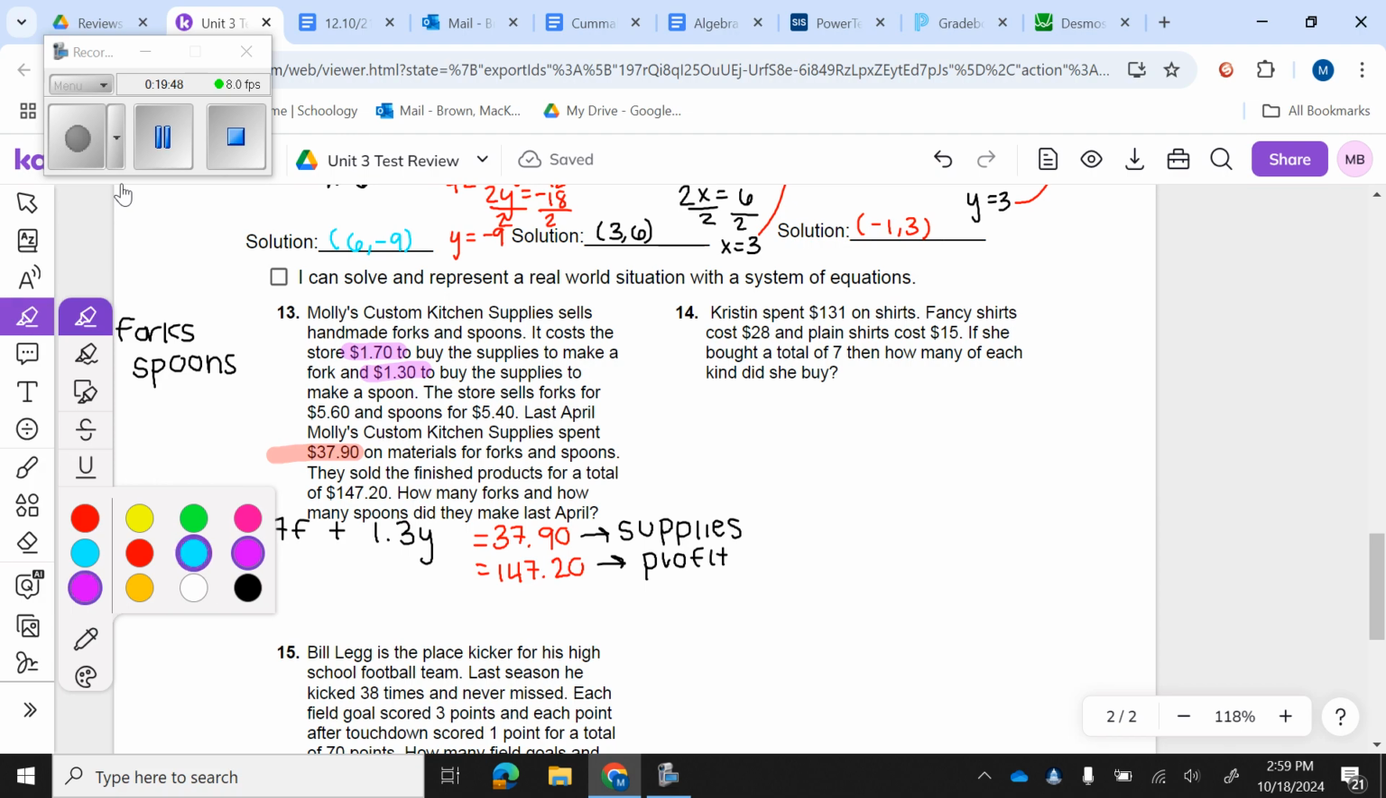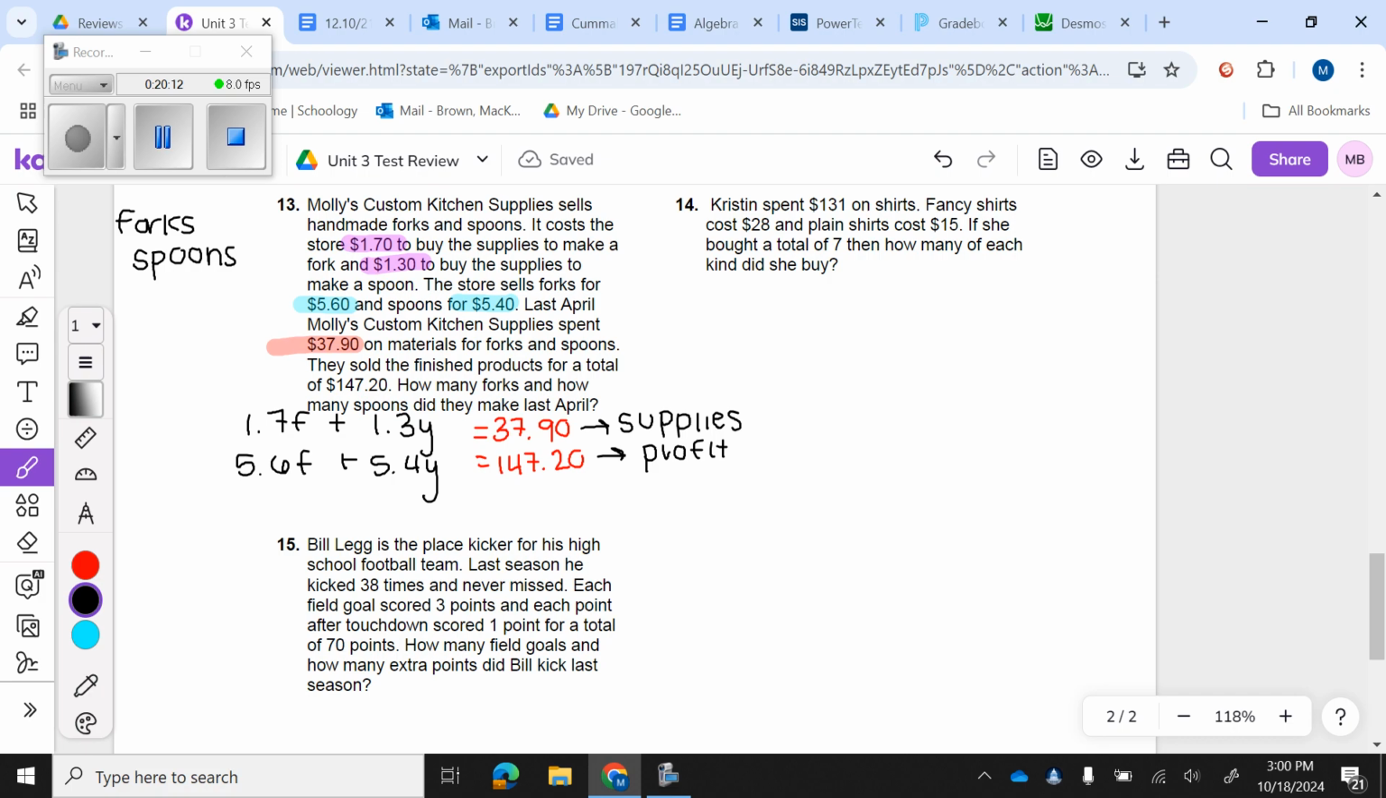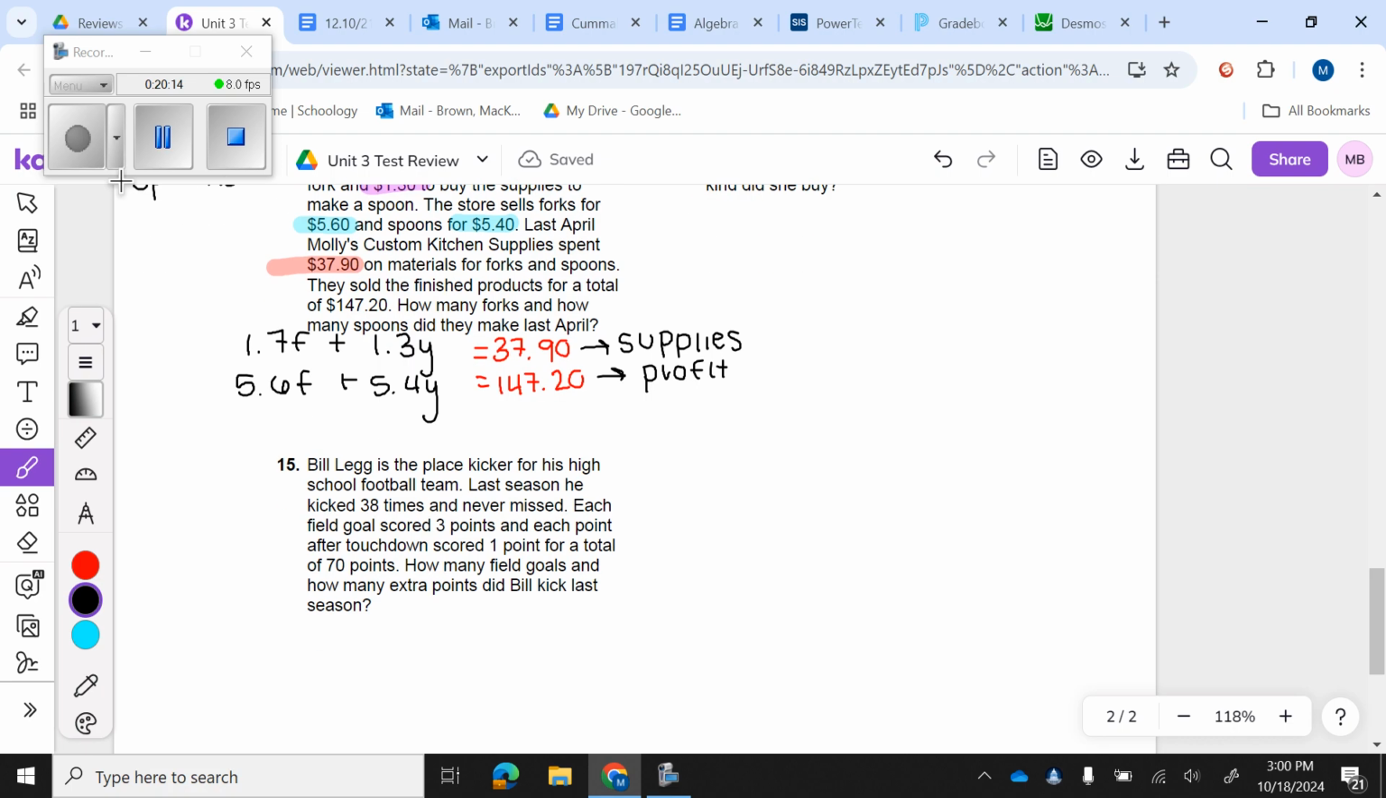On this guy right here, I want to know how much money I make. The profit for a fork is $5.60 and a spoon is $5.40. So I'm going to have 5.6F plus 5.4Y, okay? If you can set this up, that's all I want you to do on this one. I just want you to be able to set this up, okay? If you wanted to solve it, you could use elimination, but there'd be a lot of crazy fractions and decimals going on, so we're just going to leave them how it is, okay?